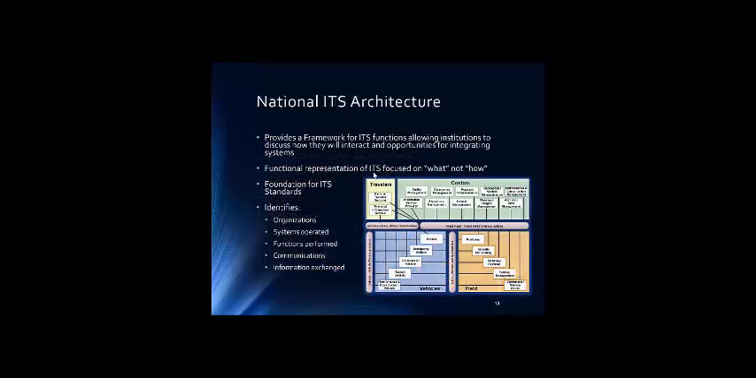And again, here you see it's a framework to help you create ITS systems. It's a functional representation of ITS. It's focusing on what you do, not how you do it. And that's important because the technology is constantly changing. What's important for a transportation professional is what you accomplish, and then you can look at technically the right ways of going about it. So within the architecture, you're looking at what organizations are proposing and operating, what systems are out there, what functions are performed, how communications take place, and what data moves.